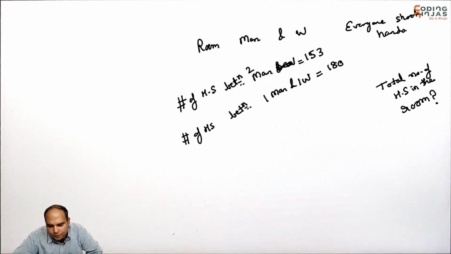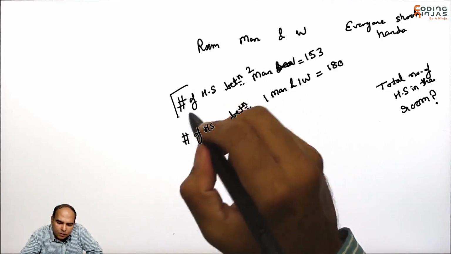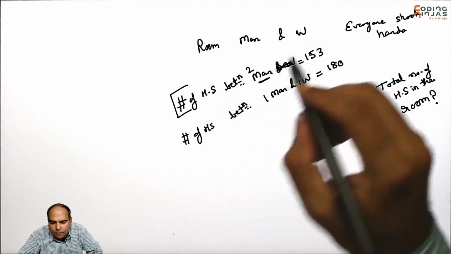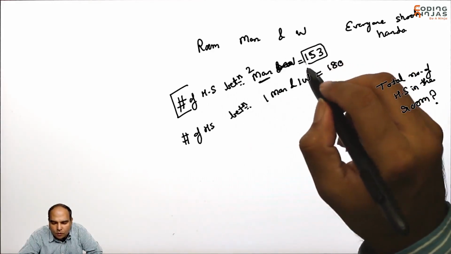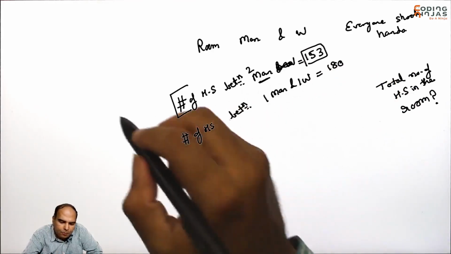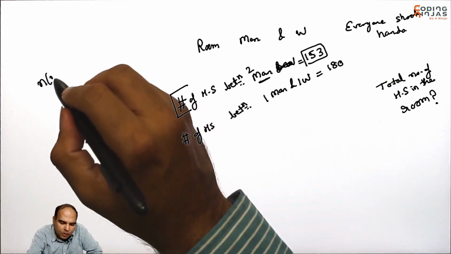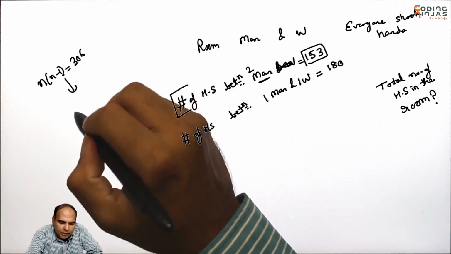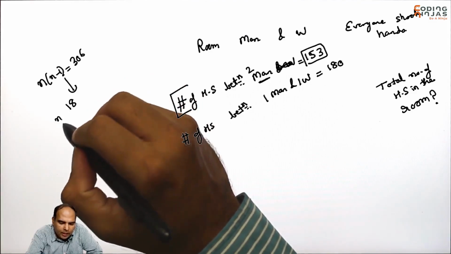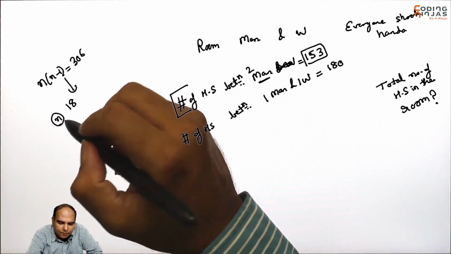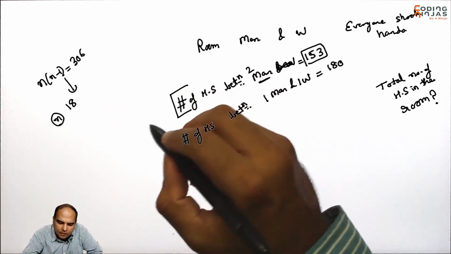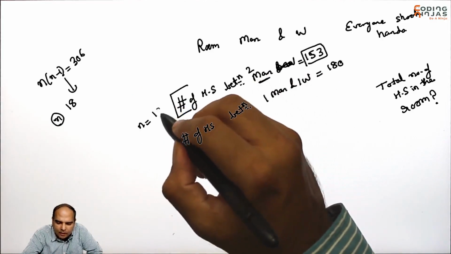In this question, you have to solve this in three parts. The first part is to understand how many men there are. If there are 153 handshakes between two men, we just solved this question through that process: n into n minus 1 should be 306, and we can come to the conclusion that n should be 18. That is the number of men. So the number of men, n, is 18.